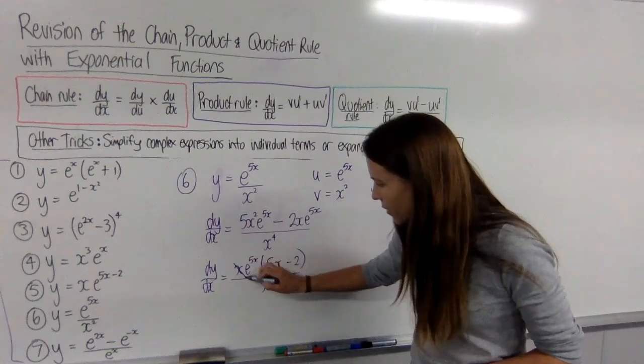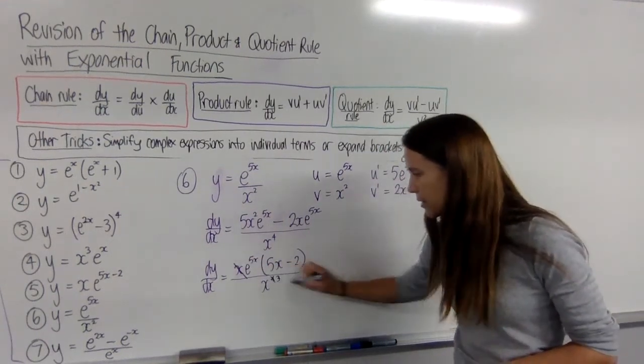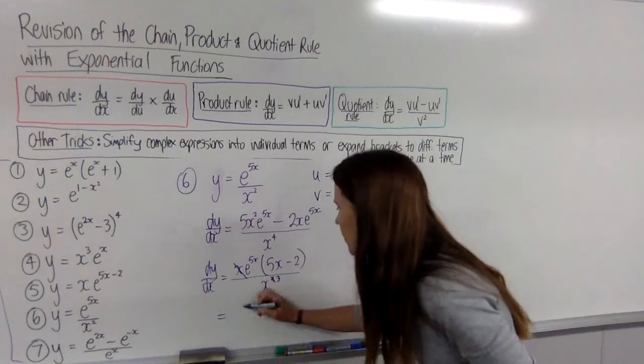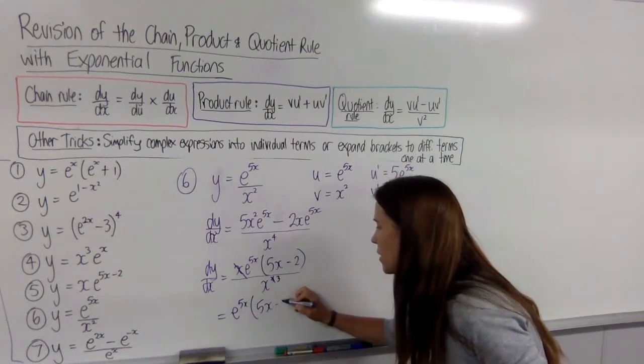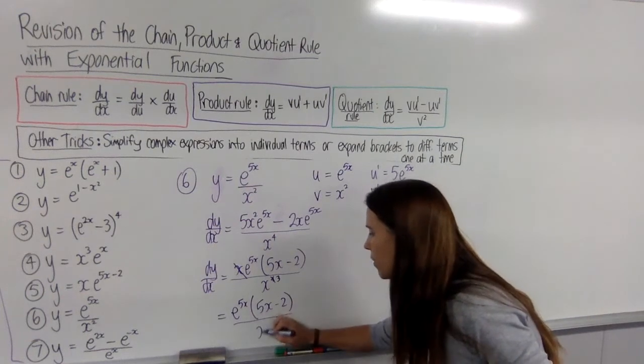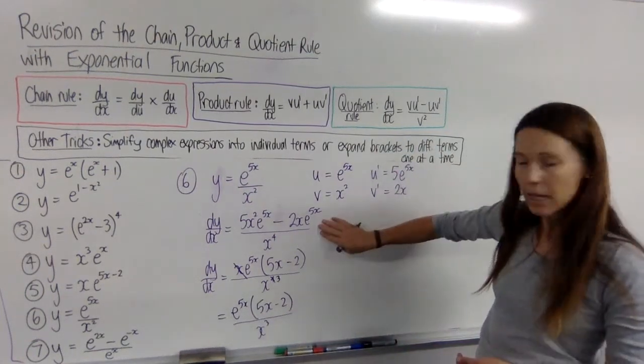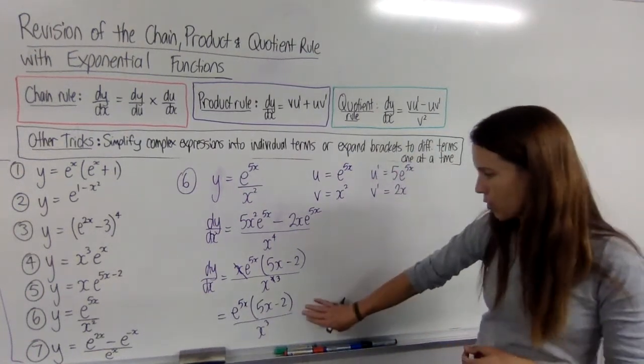because I can see that I can cancel an x here with one of these x's, and then write my answer out nice and simply, e to the power of 5x minus 2 all over x cubed. And if you'd stopped here, you'd lose a mark compared to a person who went all the way down to here.